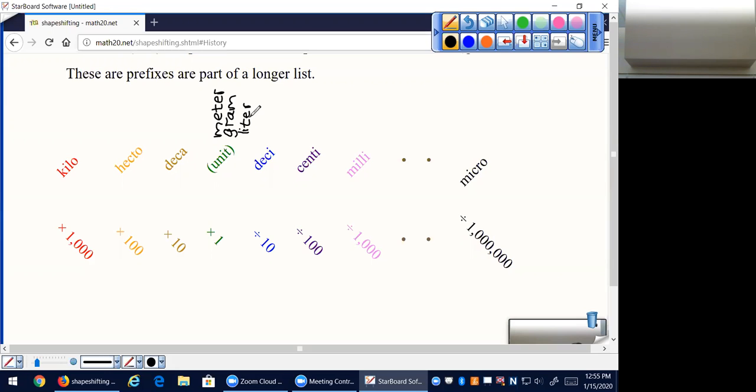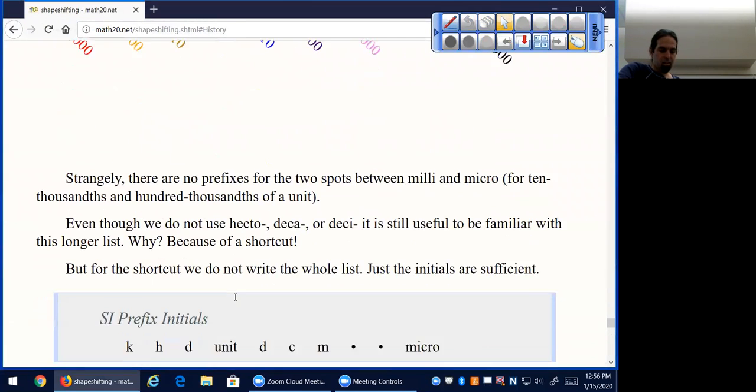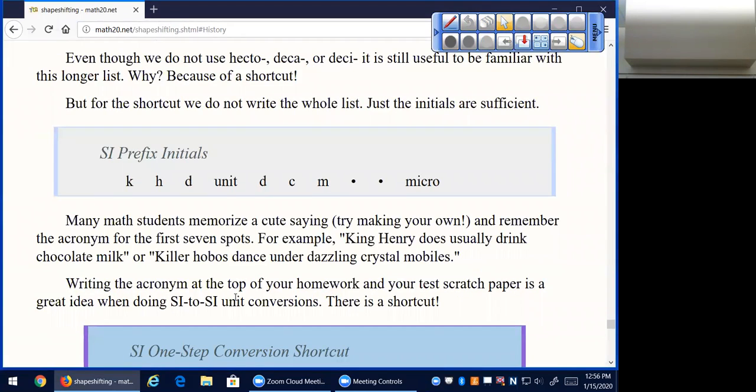So do you need to memorize this? Not quite, almost. What we want to memorize is not this whole colorful thing, as nice as it is, but just the initials. K for kilo, H, D for hecto and deca. The unit goes here, D for deci, C, M, dot dot, and micro for centimeter. So this we need. And we're never going to have an answer that ends in hecto or deca or deci, but we still need the letters, and we're about to see why.